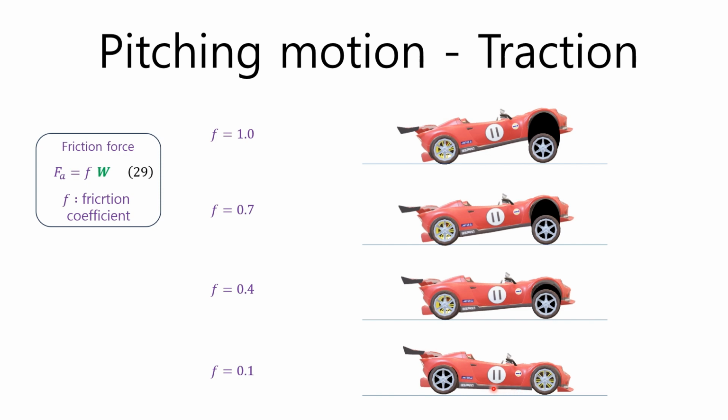If the friction coefficient is large, the acceleration friction force is large, so the tire can grip the ground, so no sliding occurs, and the pitching motion is large. The picture here is exaggerated to aid understanding.